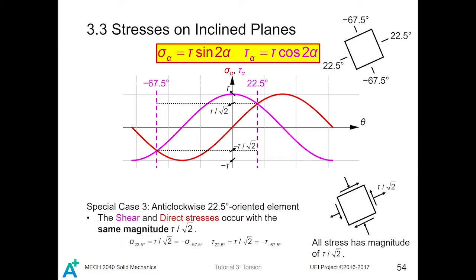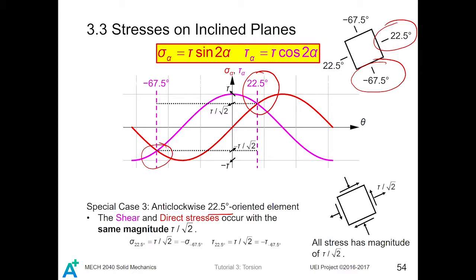The case I am going to describe here is actually not a kind of special case, but personally I think it is more special than the general case, which is the 22.5 degree oriented element. For this element, as you can see, at the 22.5 degree surface, the direct stress and the shear stress curves intersect here. Similarly, for the minus 67.5 degree surface, those two curves intersect here.